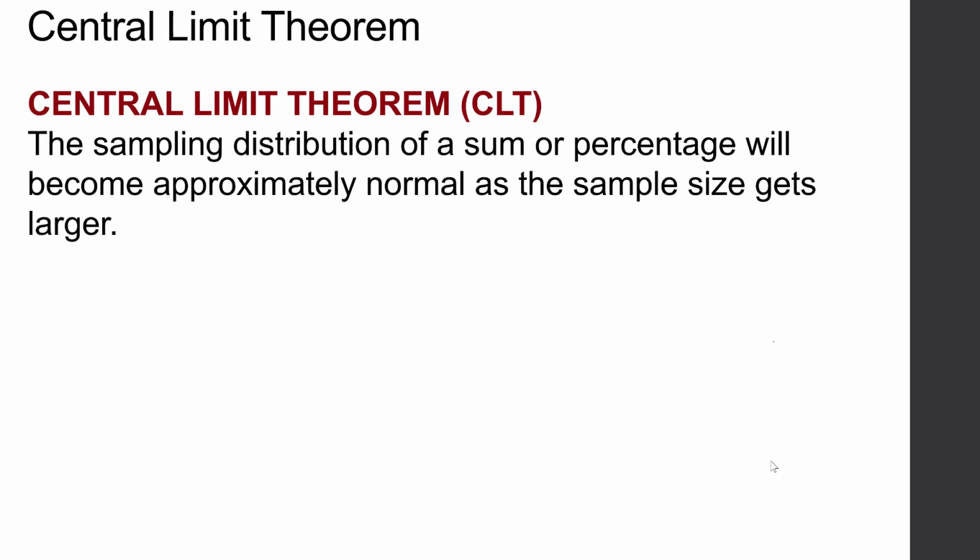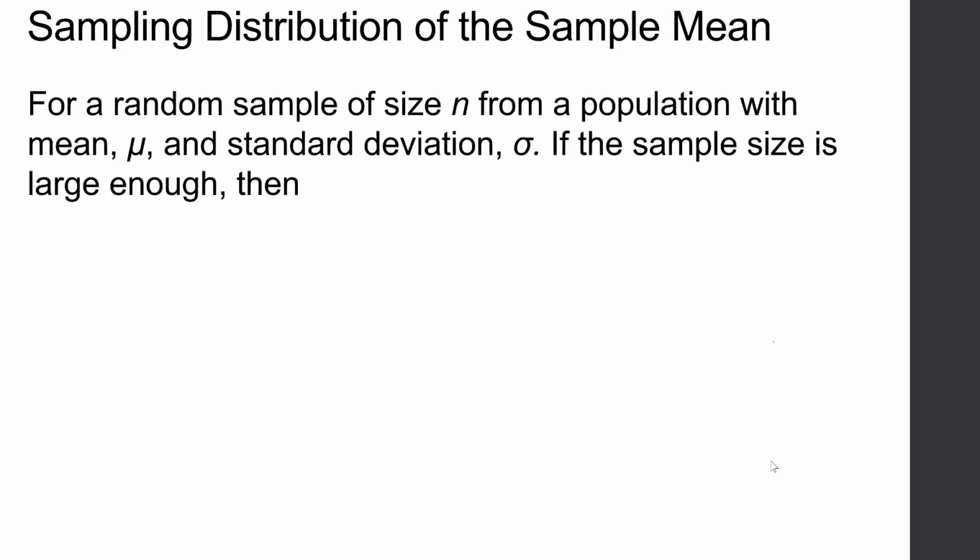The central limit theorem says that the sampling distribution of a sum or percentage will become approximately normal as the sample size gets larger. This is a very important theorem in statistics that we will call on a lot when we're doing our confidence intervals and hypothesis tests, because we often have an assumption that a statistic needs to have a normal distribution. So that's a very important theorem, so make sure that you remember that one.